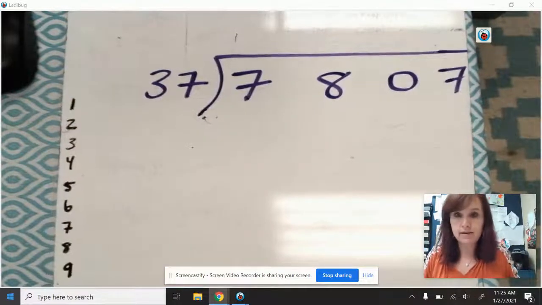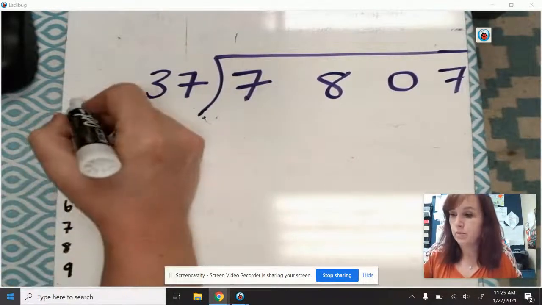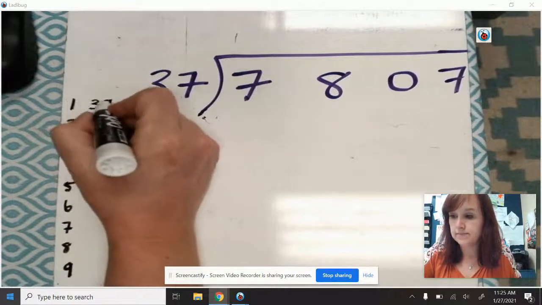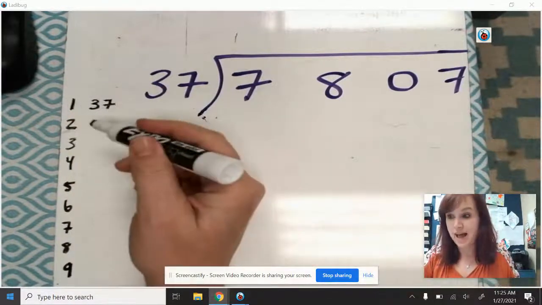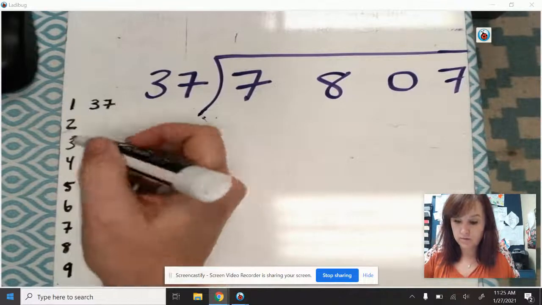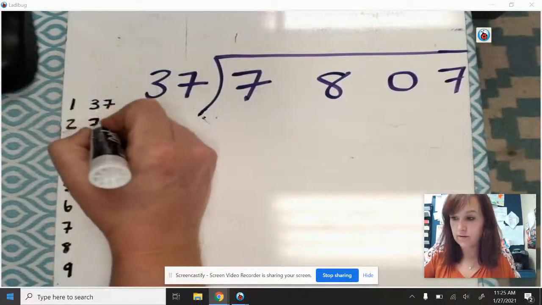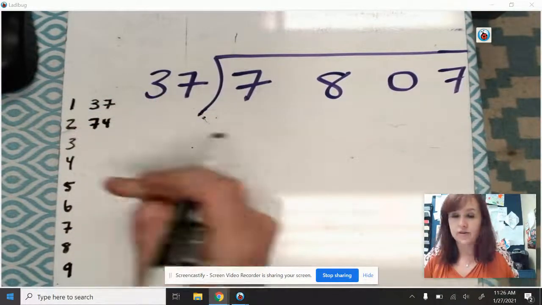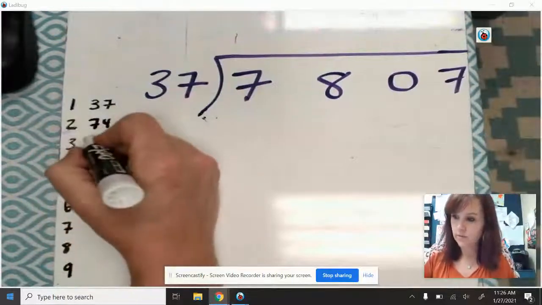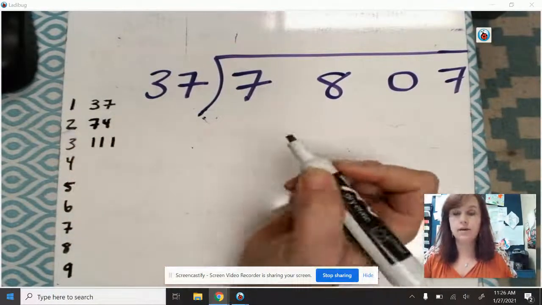Now, how do I do that? Well, 1 times 37 is 37. Then I'm just going to add 37 to that, which is going to be 74. Then I'll add 37 to that one. It's going to be 111, and so on and so forth.